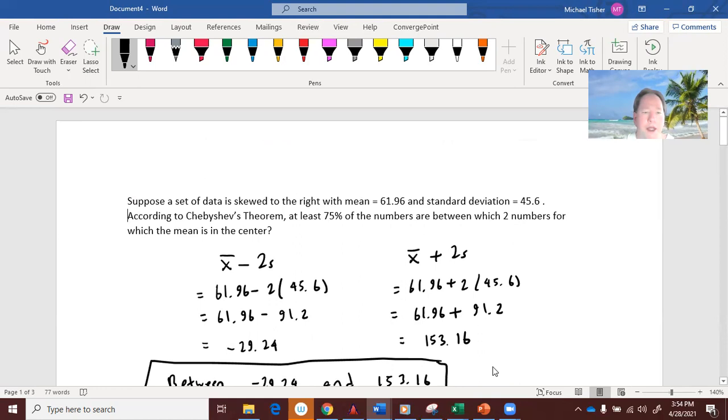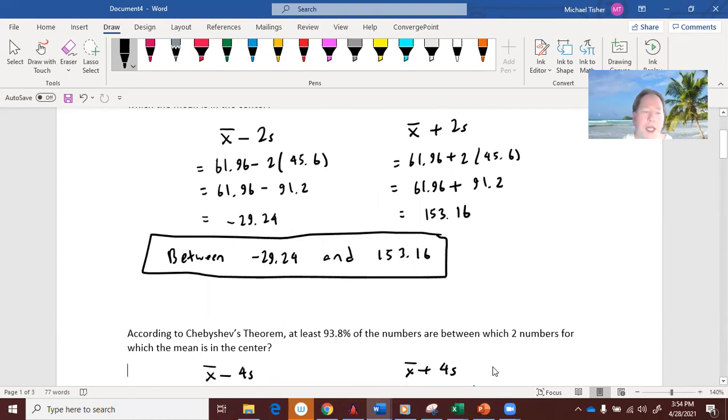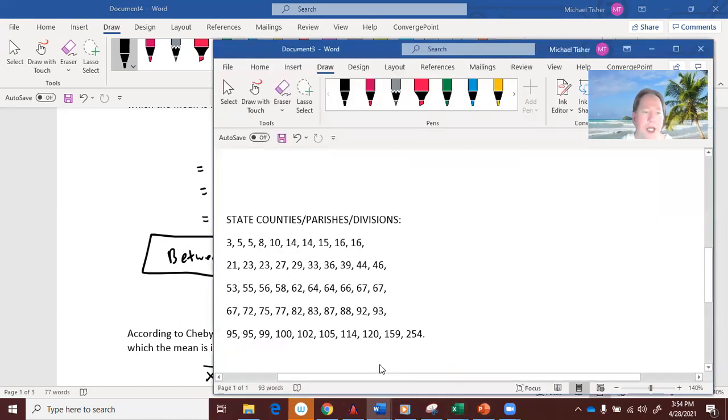Okay, so here we said first that at least 75% of the numbers occur between negative 29.24 and 153.16. Here's the original data. The data is actually all of the number of counties, parishes, divisions of each state of the 50 US states. So for example, there's one state that has 3 counties or parishes or divisions, and that actually happens to be Delaware, which is our first state. And the highest number is 254. That refers to the 254 counties of Texas, okay?